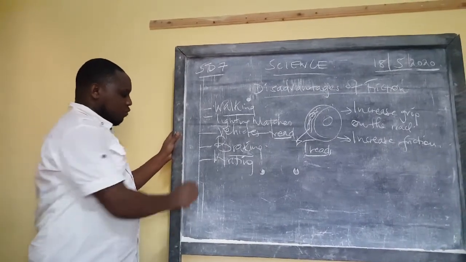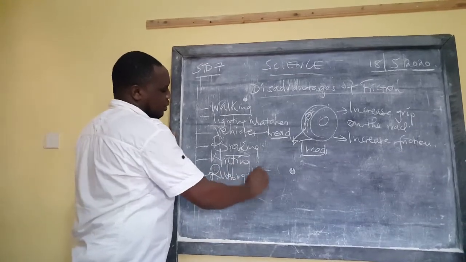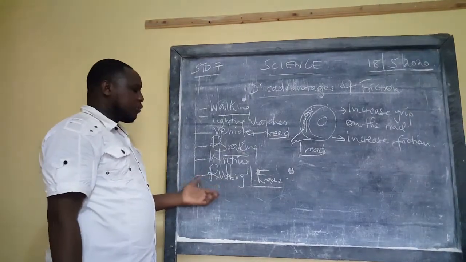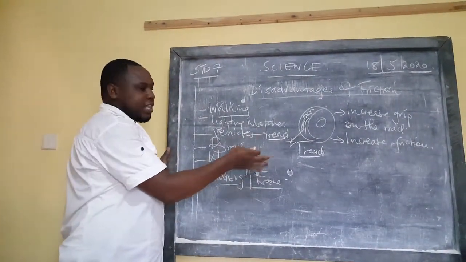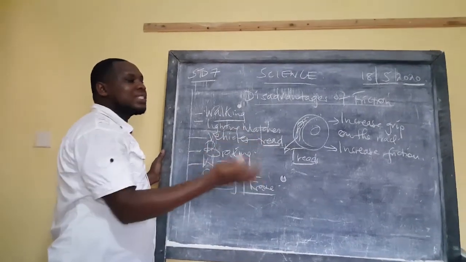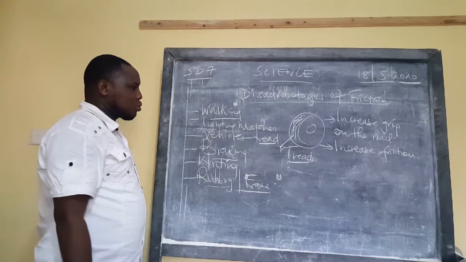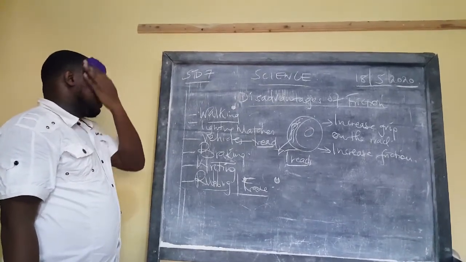Then the last one, of course, is rubbing. When one is erasing using an eraser, you need friction. When you are rubbing the board, you need friction between the duster and the blackboard. If the blackboard is slippery, you cannot rub well. So those are just examples of the advantages of friction from what we did yesterday.